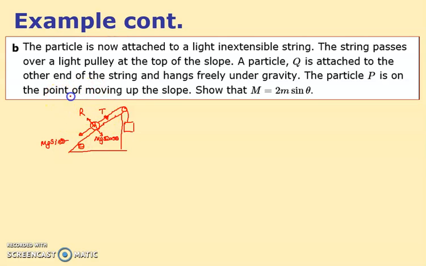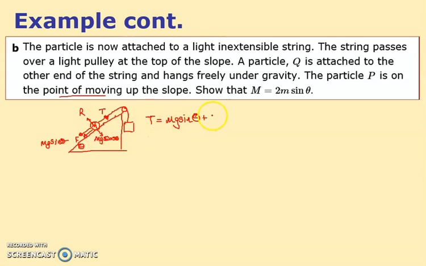Notice it says on the point of moving up the slope this time. So I've also got a friction coming down the slope. But the same idea, forces up equal forces down. So I'm going to write T, this tension, equals mg sine theta plus now the friction.